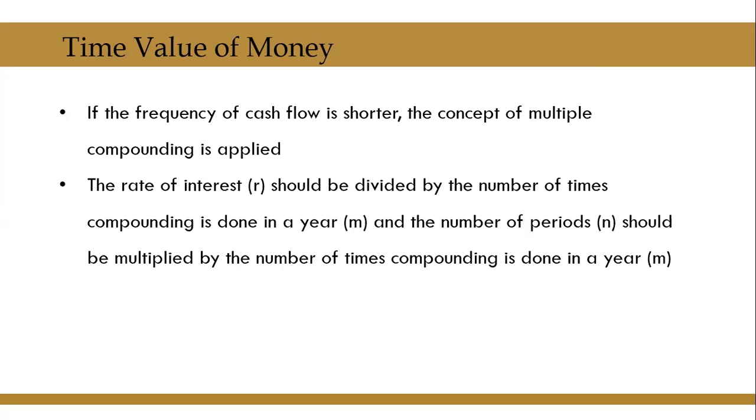You will remember, in case of multiple compounding, the rate of interest R should be divided by the number of times compounding is done in a year. For example, M will be 2 for semi-annual compounding and M will be 4 for quarterly compounding. So we divide R by M and then multiply N by M. The number of years in the formula should be multiplied by number of times compounding is done in a year. So this is the only change that we need to make. Wherever R appears in the formula, we should convert it into R by M, and wherever N appears in the formula, it should be N into M.